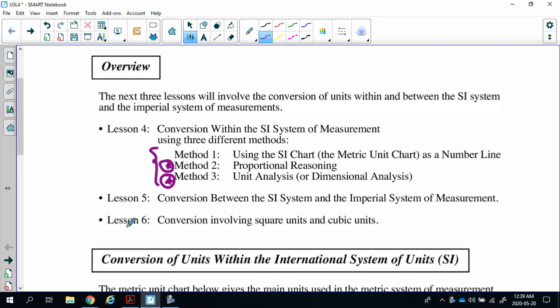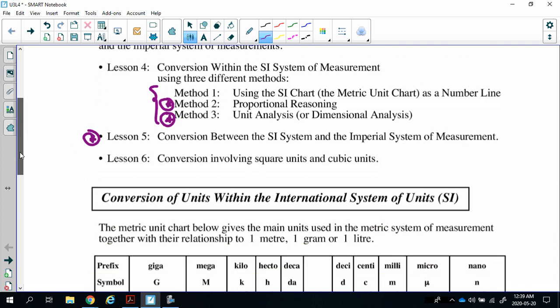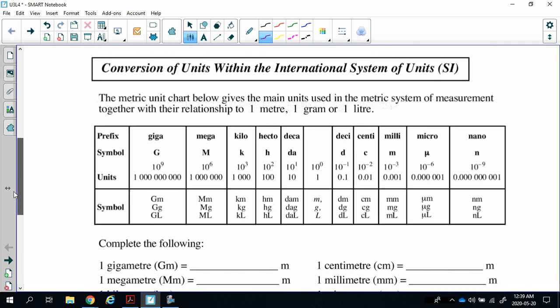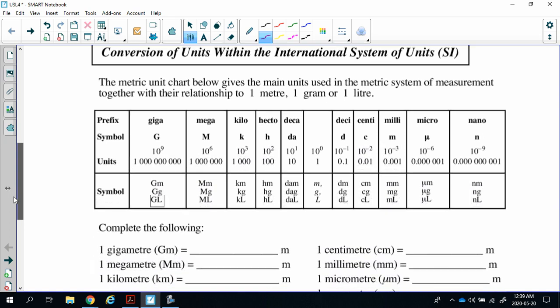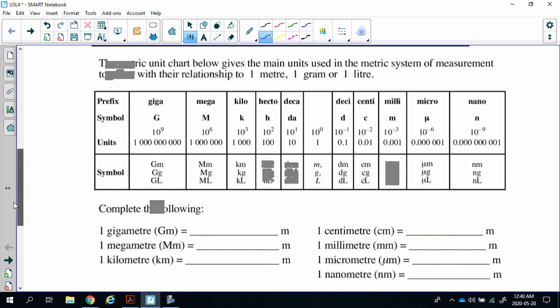We're also going to be looking at conversions between the imperial and the SI, and conversions involving square units and cubic units we're not responsible for. So really we're going to be looking at method 1 today, which again is not as important as method 2 or method 3. So this is the metric chart. They give us the main units used in the metric system with their relationship to 1 meter, 1 gram, or 1 liter. So this is where your reference point is going to be.